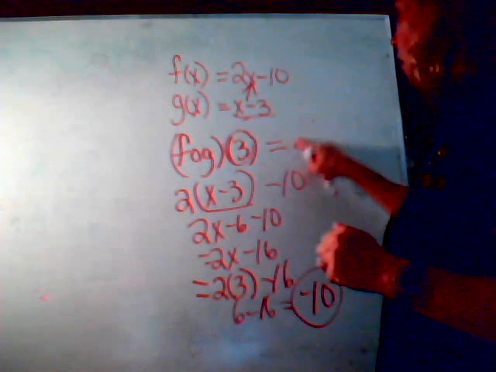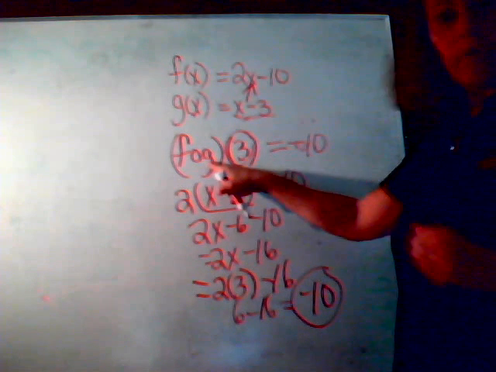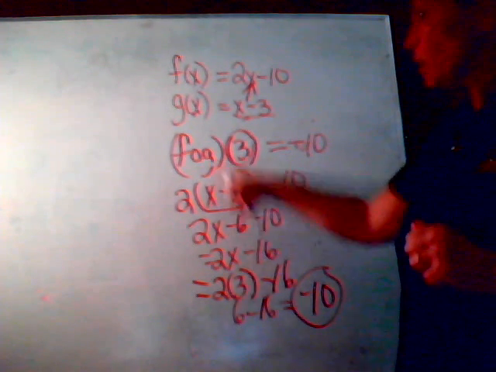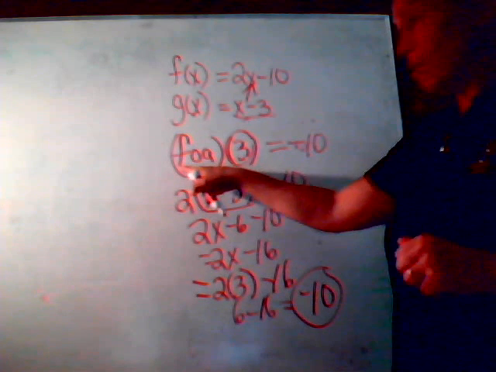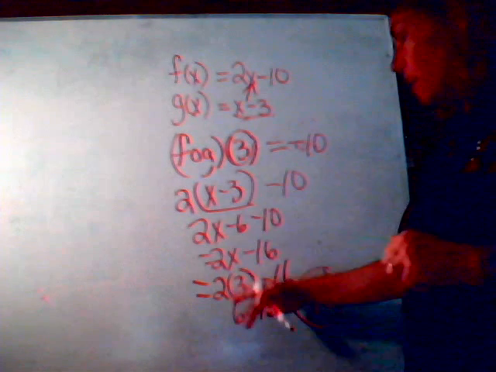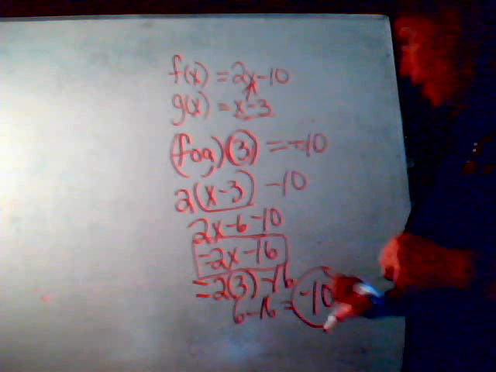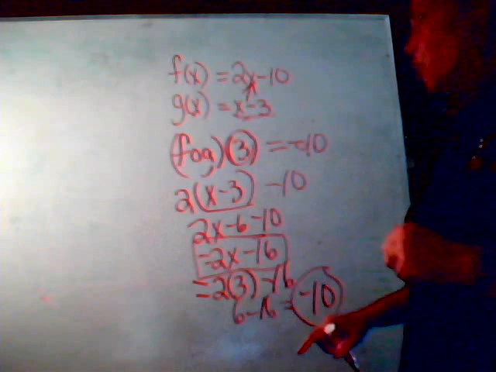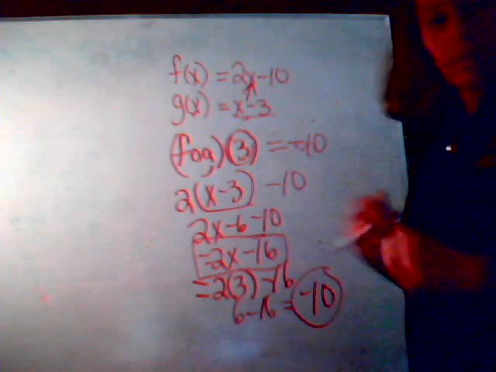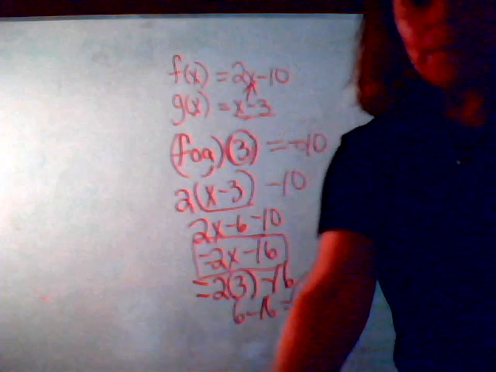So you've got two options. One option is to plug it into the g function, take that solution, and plug it into the f function. Or you can create the new composite function, which is this right here, simplified, and then just plug in the 3 for f of g of 3. So two ways to do it. You pick the way that you like the best.